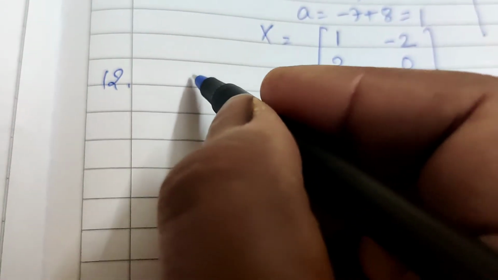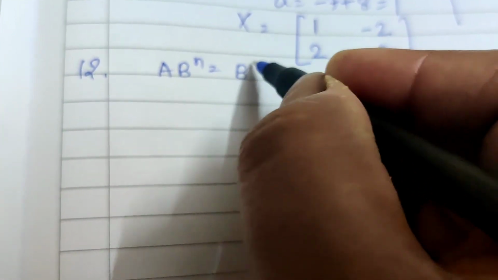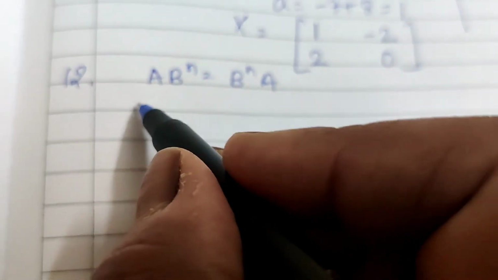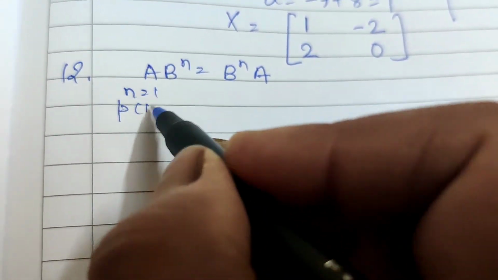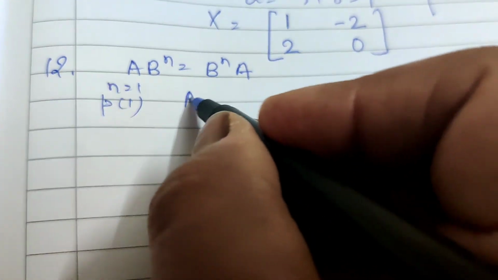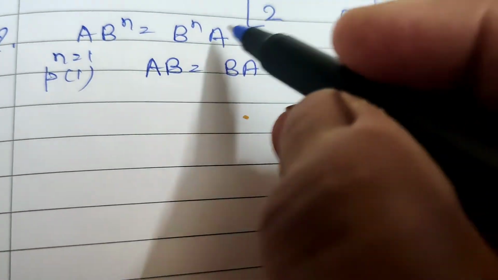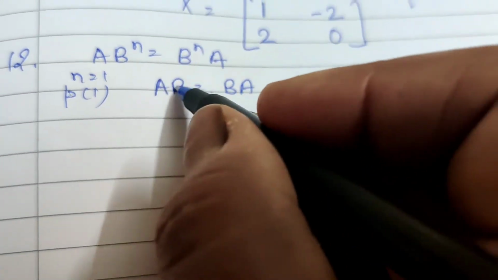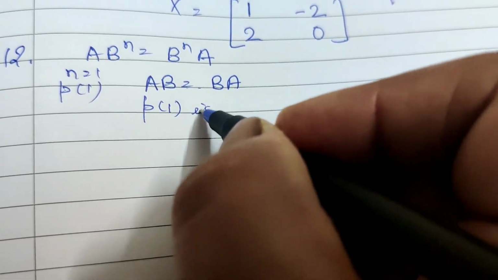So given that AB raised to power n equals B raised to power n times A, we have to prove this is true for all values of n. First, for n equal to 1. Then P1 becomes AB equals BA, which is true. This is given in the question, AB equals BA, so P1 is true.